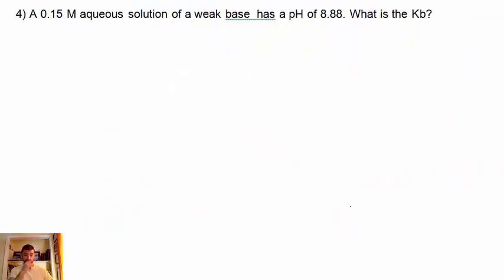And then there's more. Number four. A 0.15 molar aqueous solution of a weak base has a pH of 8.88, and it wants the Kb. So this is similar to the last problem. We've got the weak base. The first step is we're going to have to use the pH to give us the OH minus concentration, right? Then we're going to do the Kb with the OH minus concentration and plug stuff in.